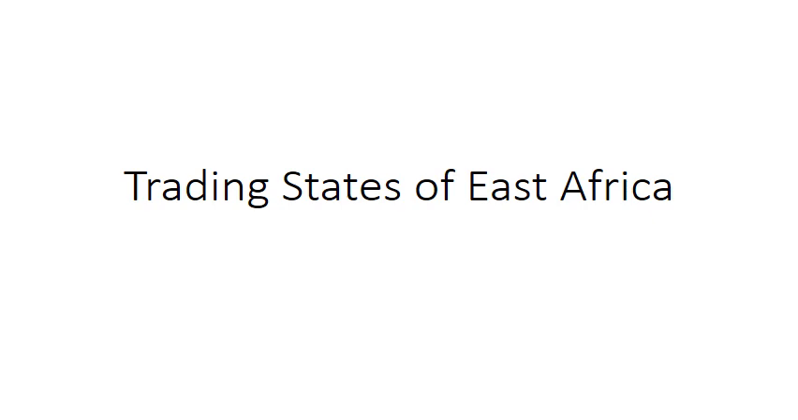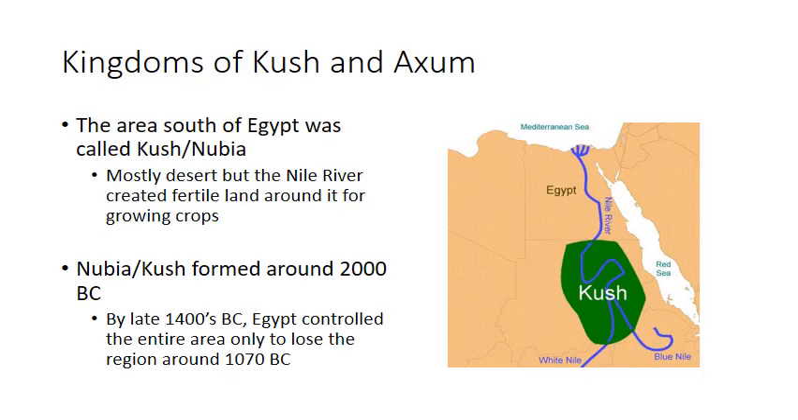Today, our lesson's focus will be on trading states of East Africa. The kingdoms of Kush and Axum were located close to Egypt, as you can see on the map. The area south of Egypt was called Kush, or also Nubia. This area was mostly desert, but the Nile River created fertile land around it for growing crops when it flooded.